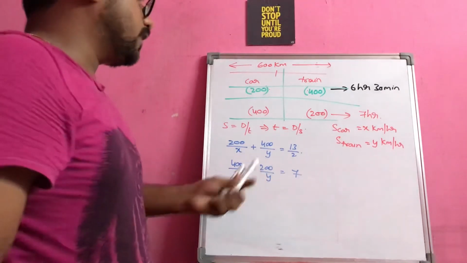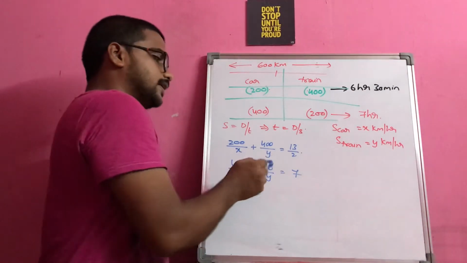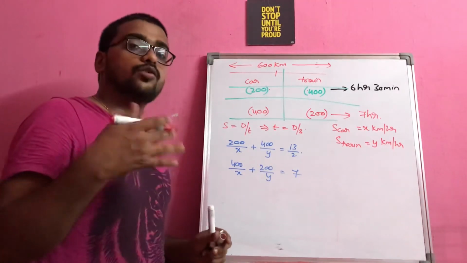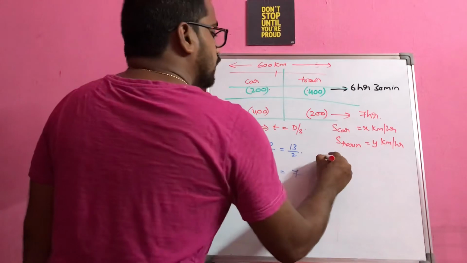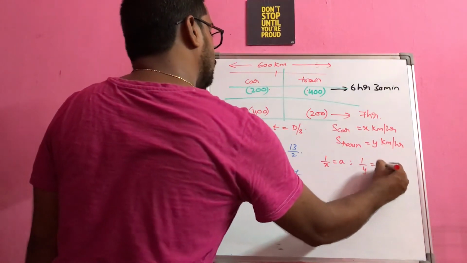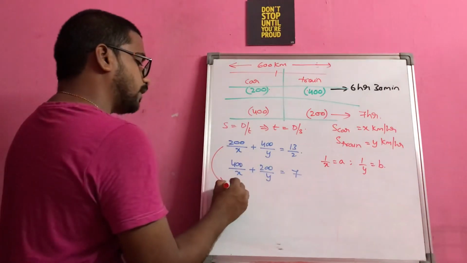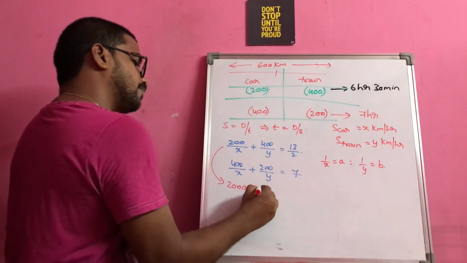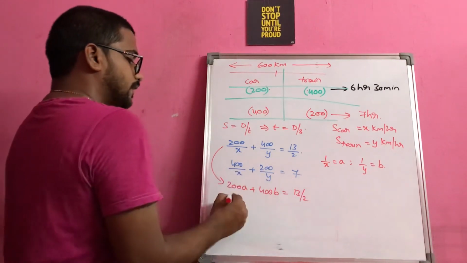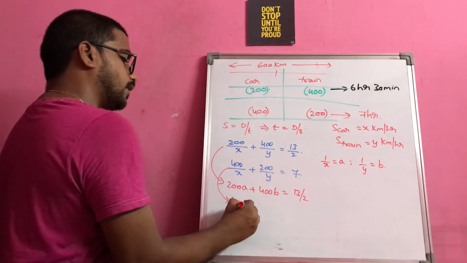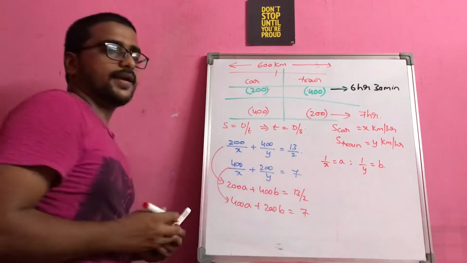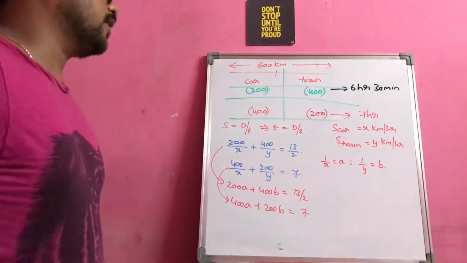Now have you realized that we are getting x and y in the denominators? X and y in the denominators means you have to go for the reducible form. So whatever is repeating more times has to be considered as some other variable. So the first equation will become 200a plus 400b equals 13 by 2. The second equation will become 400a plus 200b equal to 7. Again, we can use whatever method we want.